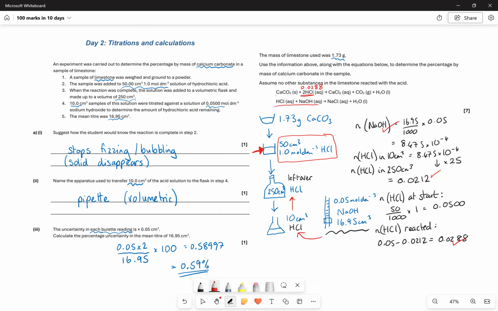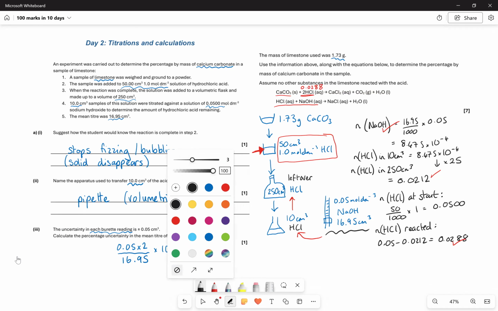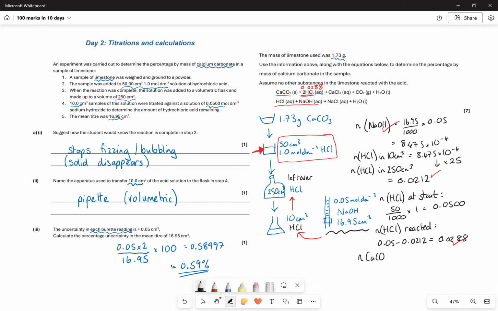The ratio is not 1:1, it's 1:2 now. So I want to know how many moles of calcium carbonate there are. So I'm going to take that number and divide it by 2. So the moles of CaCO3 in my sample, in the whole sample, is 0.0288 divided by 2, 0.0144. Another mark. Okay, so that's a 2:1 ratio, so we get a mark for that. All right, we are nearly there.